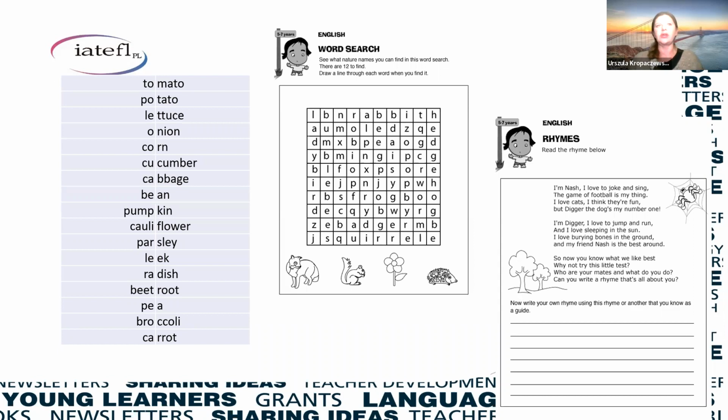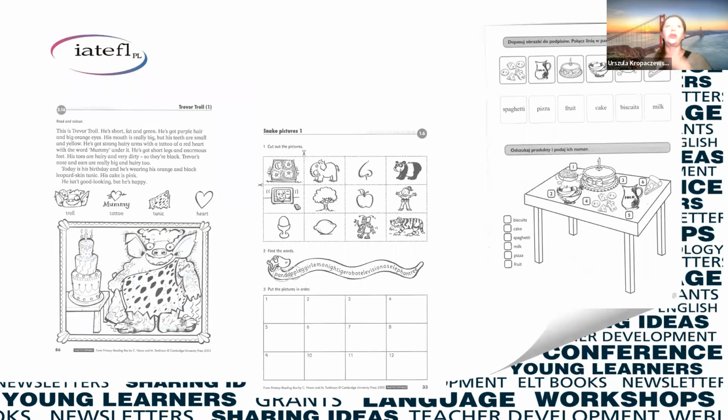the correct words. Okay, so here's the example of vegetables. You can cut, and children just make one word from two pieces. It's a really nice exercise. And again, for all the children, we have got a rhyme to write. First, children read the rhyme, and then they have to write their own rhyme. They can do it individually or in pairs. It's up to you what you want from them.